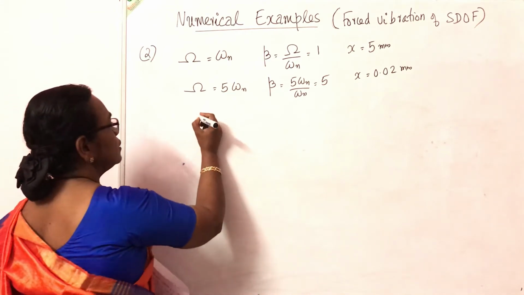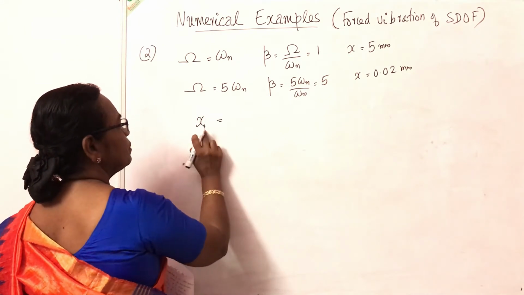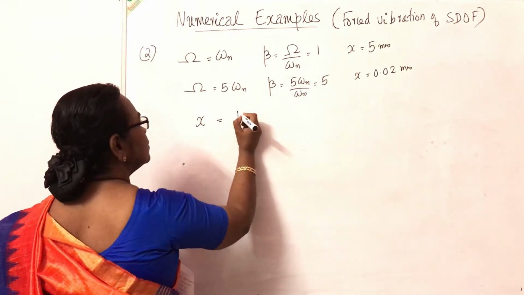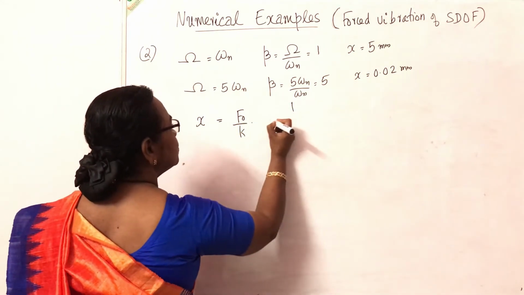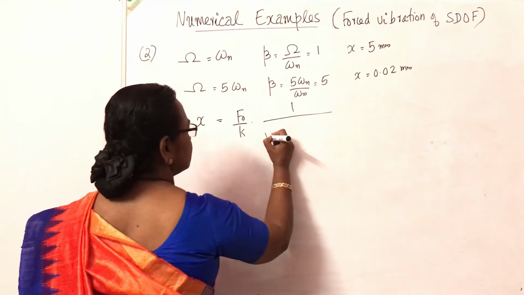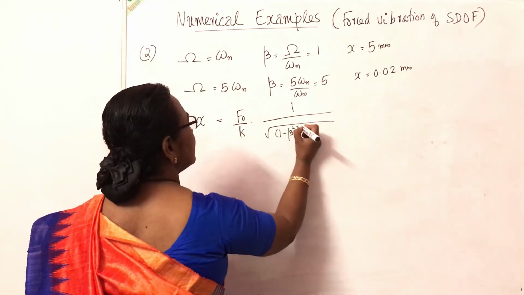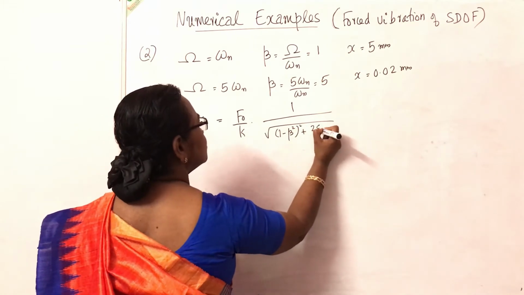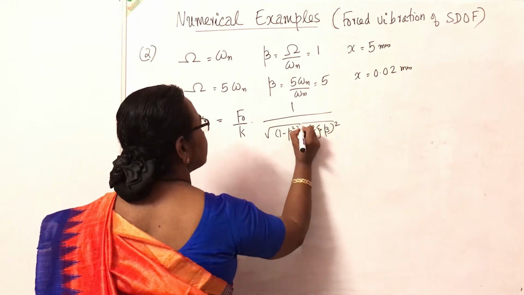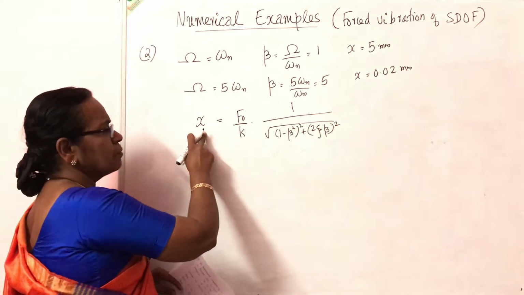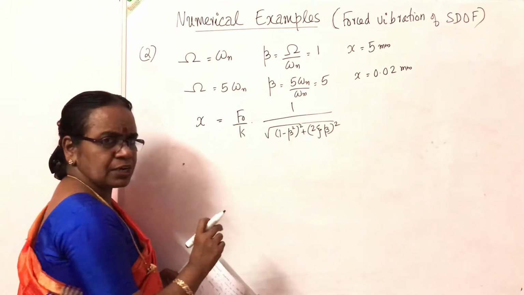So we have the equation. We know the maximum displacement, the dynamic displacement X is equal to F0 by K, the static displacement, into the amplification factor or magnification factor, 1 by root of (1 minus beta square) the whole square plus (2 psi beta) the whole square. This is the expression we have derived earlier. The dynamic or maximum displacement is equal to the static displacement times the magnification factor.